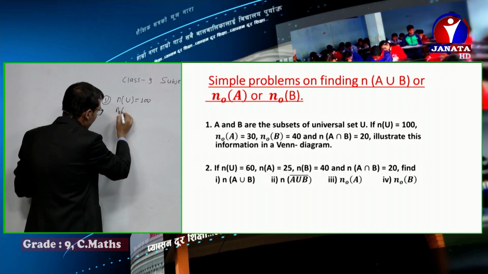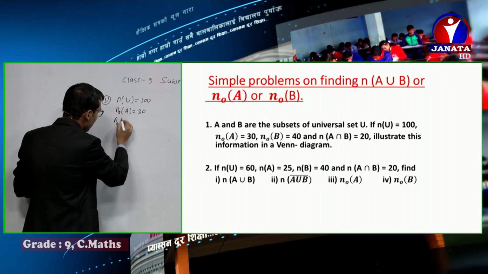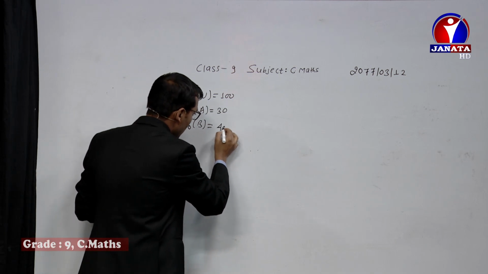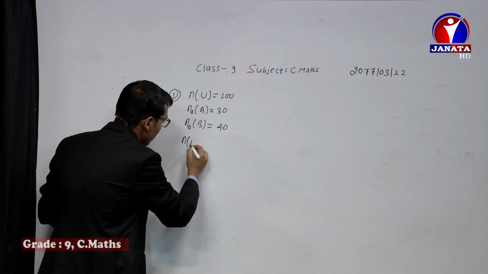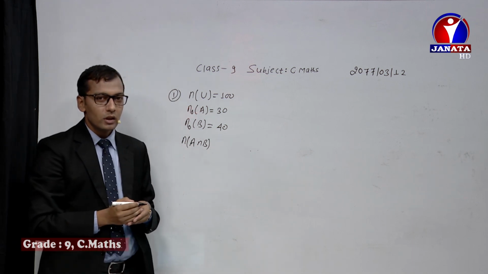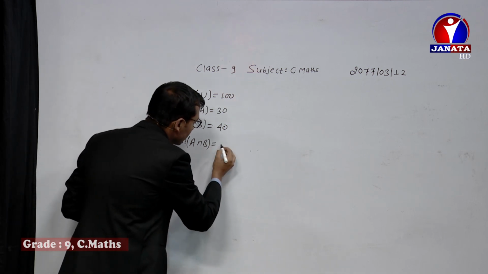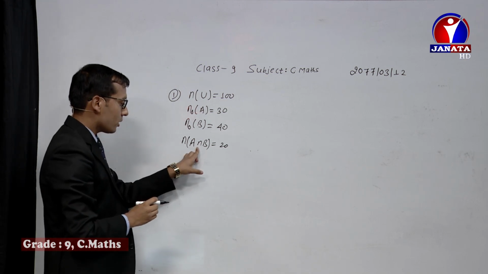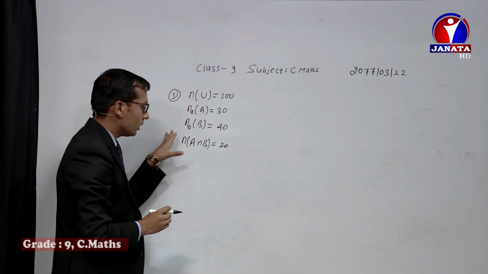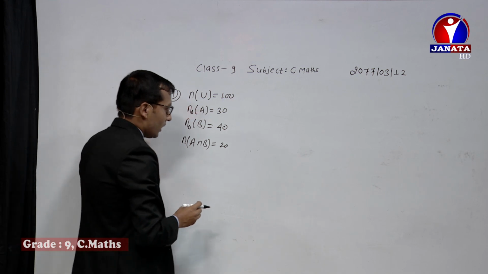n only A is given as 30. So what is n only B? n only B is 40, and we also have the information A intersection B, which is 20. So the intersection of the two subsets is 20. Now we are representing all this information in the Venn diagram by inserting these cardinal numbers. So now we can draw the diagram.